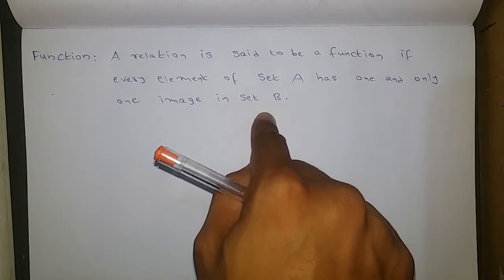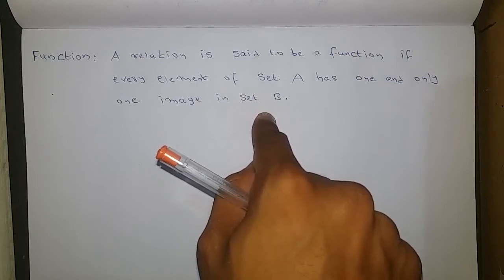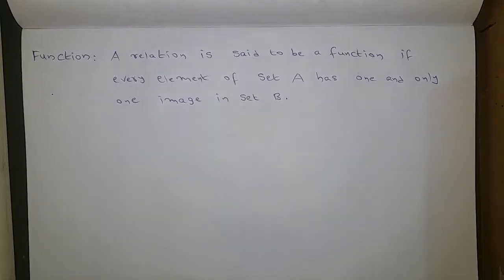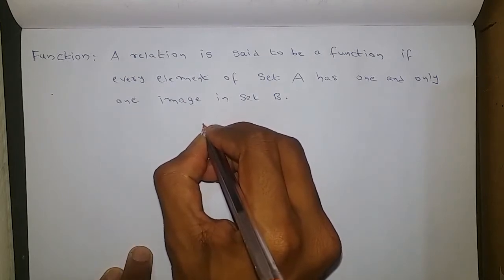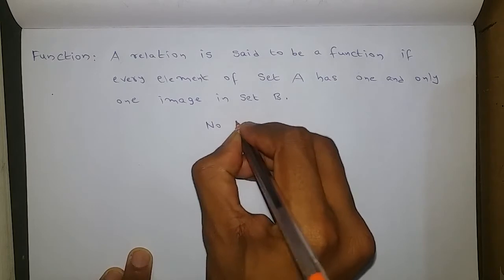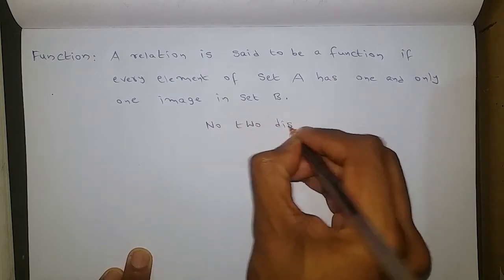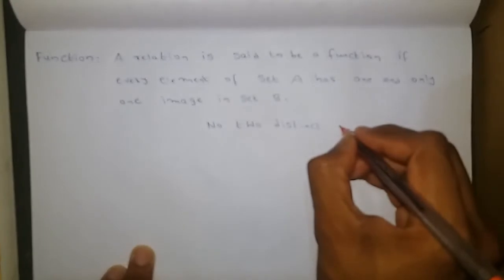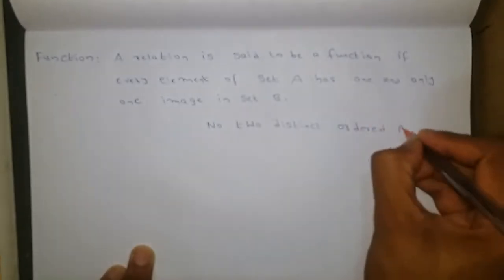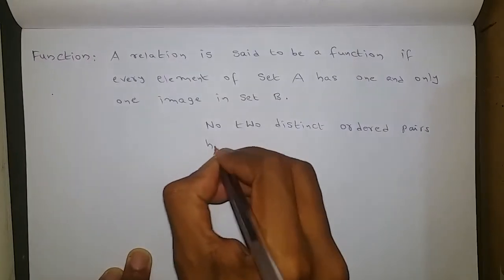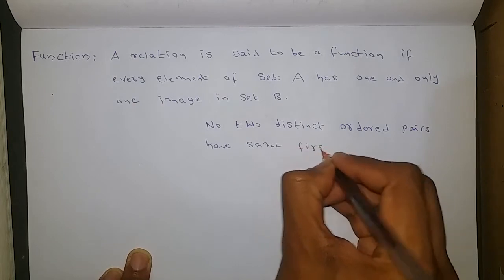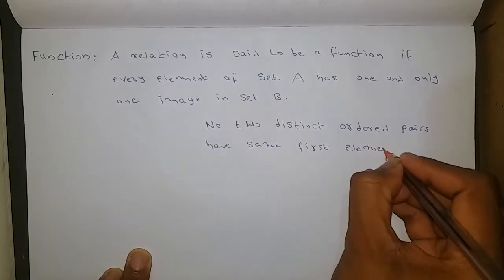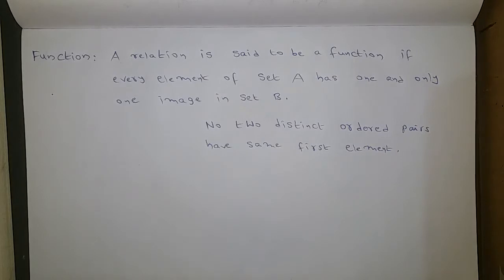A relation is said to be a function if every element of set A has one and only one image in set B. So if we write the same definition with respect to ordered pairs, if no two distinct ordered pairs have the same first element, then that is said to be a function. Let us check some examples of these functions.